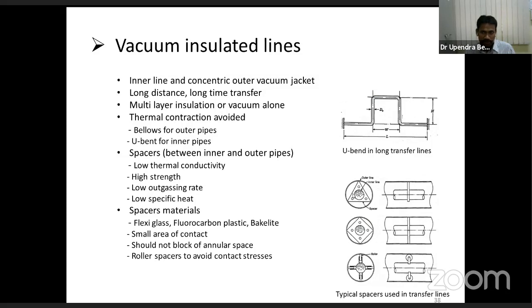So this annular space, for making proper evacuation, needs to be properly accessible to the vacuum port, so that whatever residual gas is there between the inner and the outer pipe can be removed. So it should not block the annular space. And sometimes roller spacers are also used to avoid contact stresses whenever needed. This type of arrangement is used for spacer designs.